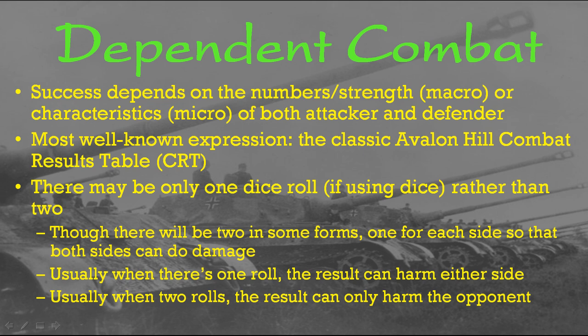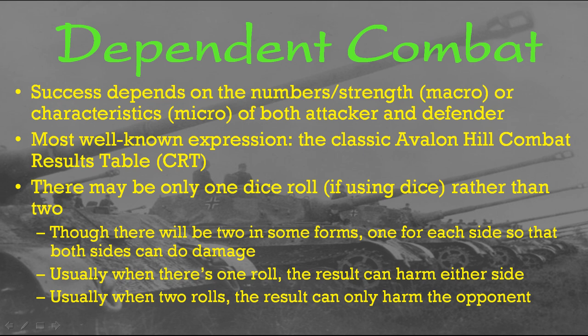Even in a 3-to-1 attack, you could get an exchange result where you would lose, as an attacker, as much as the defender lost. But on other occasions, you would force them back or you would wipe them out. At 2-to-1, you could lose your entire force. The defender could lose his entire force. Either side could be forced back or there could be an exchange. There was just one die roll, and both sides could be damaged. Both sides could be harmed. Usually when there are 2 die rolls or 2 calculations, the result only harms the opponent.